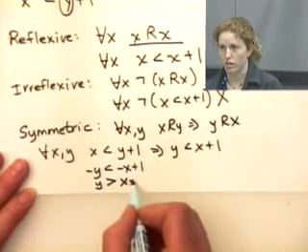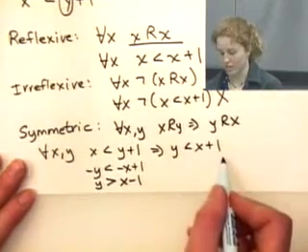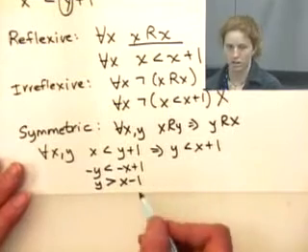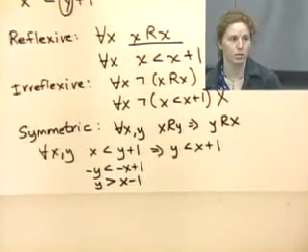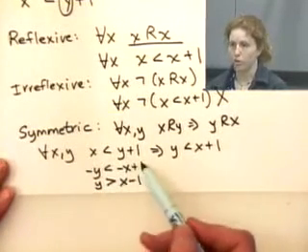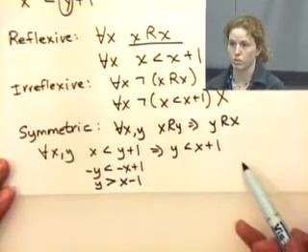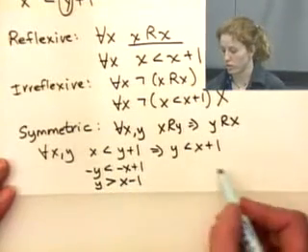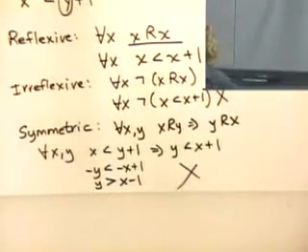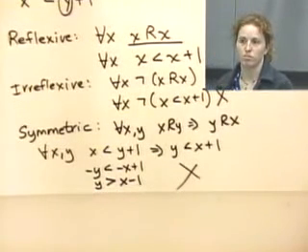Y is greater than x minus 1. So I actually can't get y is less than x plus 1 because y is greater than x minus 1. So they might sometimes be true, but in general it's not going to be true. All right, so let's pick an x and a y. So 2 is less than 5 plus 1, right? But 5 is not less than 2 plus 1. So this is not symmetric. Now, anti-symmetric, it might be, right? We'll have to check.